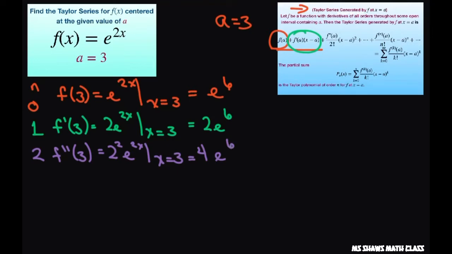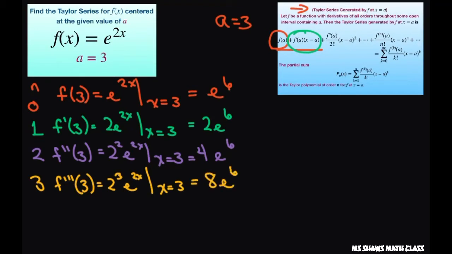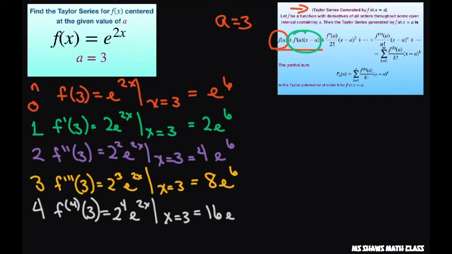All right, and the third derivative is going to be equal to 2 cubed e to the power of 2x, evaluated at x equals 3. It's going to equal 8e to the power of 6. Let's do this one more time. We start seeing the pattern here. So this is going to be 2 to the 4th, e to the power of 2x, and you evaluate this at x equals 3. This gives you 16e to the power of 6.